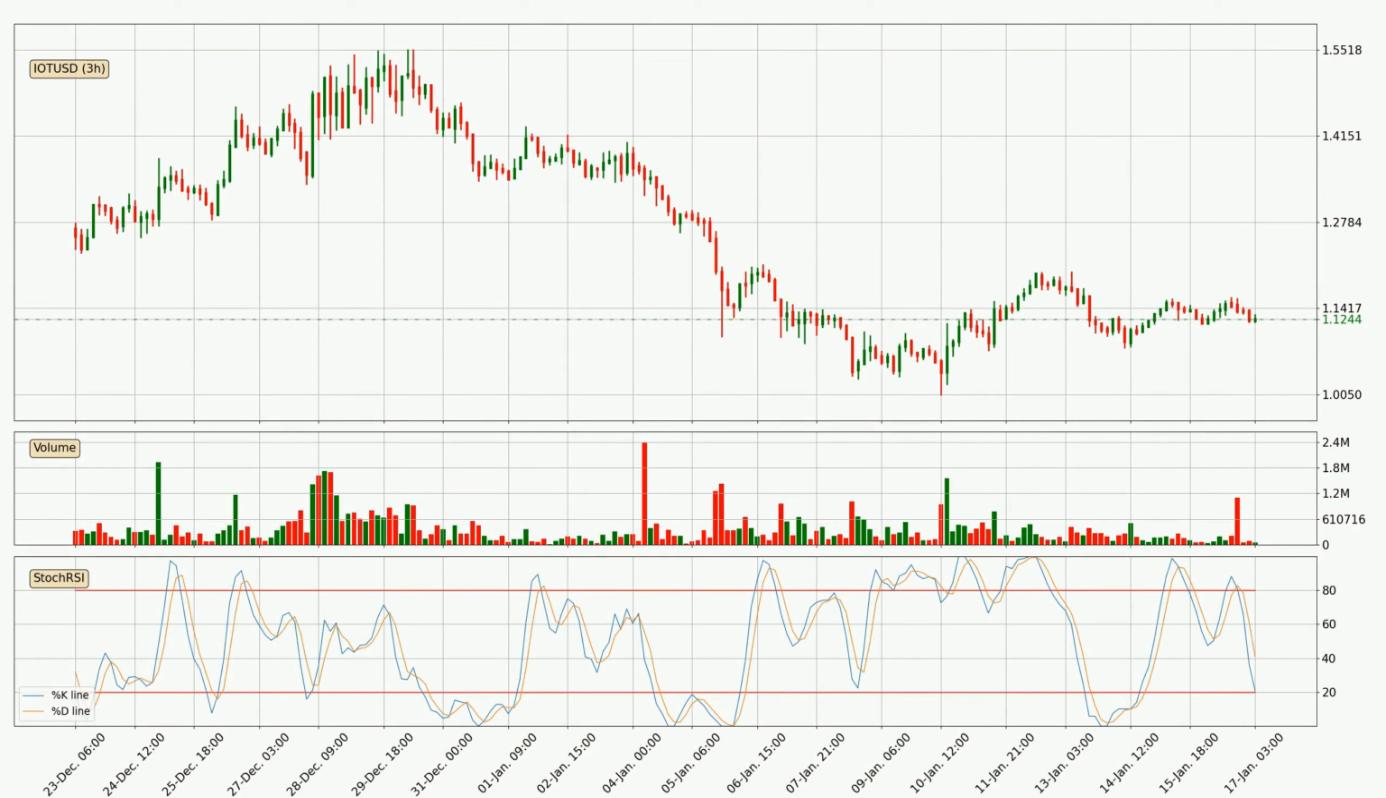Moving to the 3-hourly stochastic RSI, the stochastic RSI currently shows no overbought or oversold conditions, but the %K line is below the %D line, which means the current trend is on the downside.